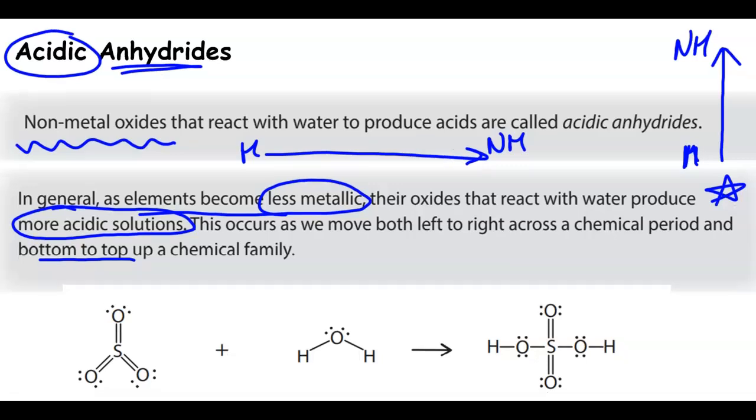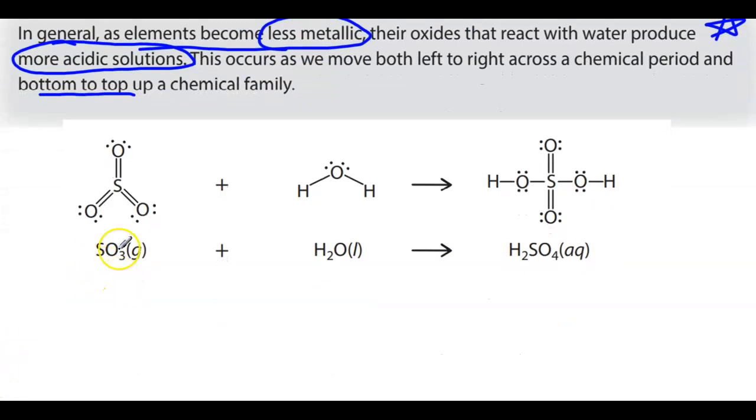Okay, so let's take a look at this image here. So here we have SO3, which is a non-metal with oxygen, and this is going to create an acid. Okay, they don't always create a strong acid, but when it hydrolyzes, it will produce some form of acid.